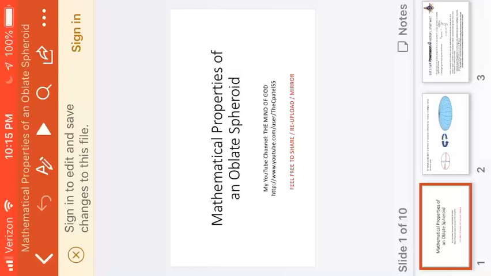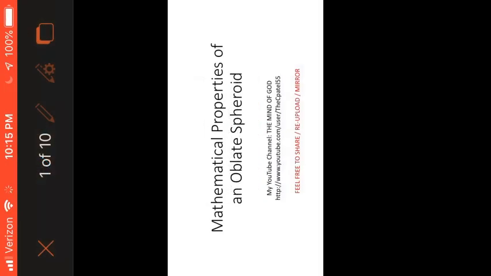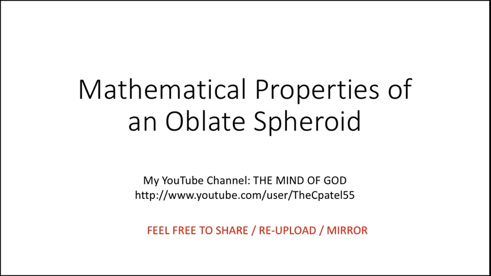Just want to do a lesson, just a little talk on mathematical properties of an oblate spheroid. And so here we go. This is the shape, the alleged shape of the Earth. So, I just want to go into what some of the implications are for us standing on this kind of a structure on these gravity vectors.